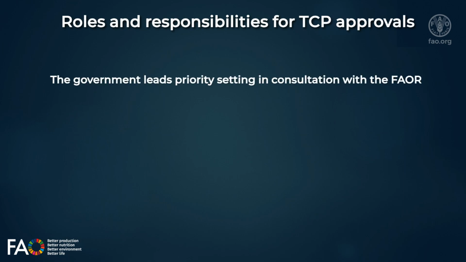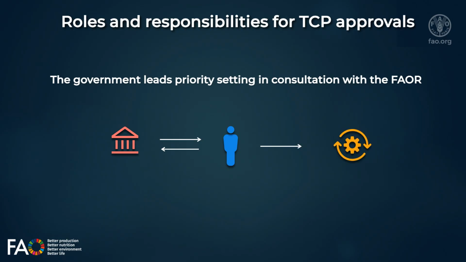The government leads priority setting for TCP funding. In consultation with the FAO representative, TCPs are only formulated in response to government requests and require government endorsement, be it a national or multi-country TCP, before implementation.